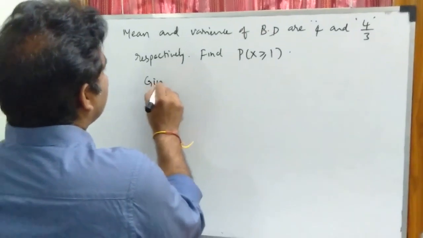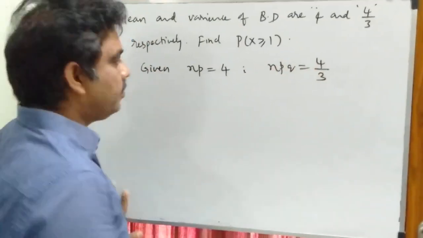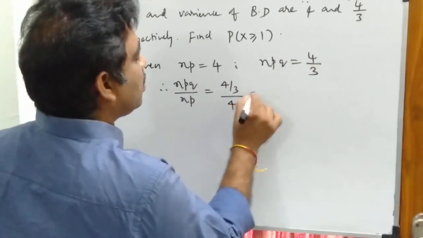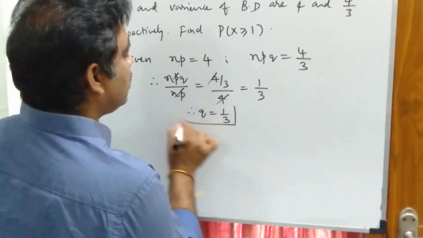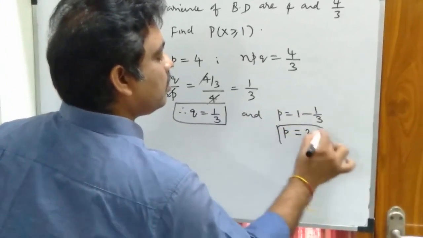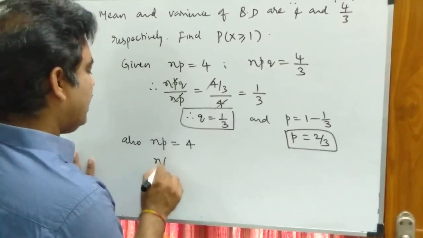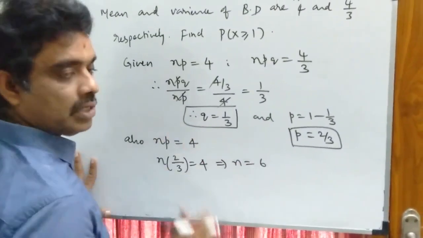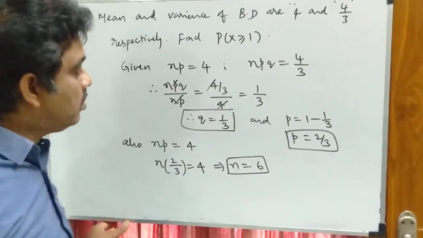So given np is equal to 4 mean and variance npq is equal to 4 by 3. Therefore npq by np is equal to 4 by 3 by 4, that is equal to 1 by 3. So therefore q is equal to 1 by 3 and p is equal to 1 minus 1 by 3, that is equal to 2 by 3. Also np is equal to 4, so n into 2 by 3 is equal to 4. So this implies n is equal to 6. 2 2s are 4, 3 2s are 6. So we reached all the values: n is 6, p is 2 by 3, and q is 1 by 3.